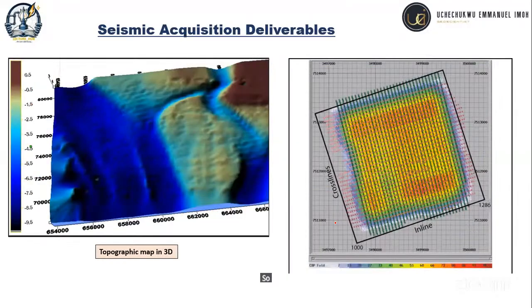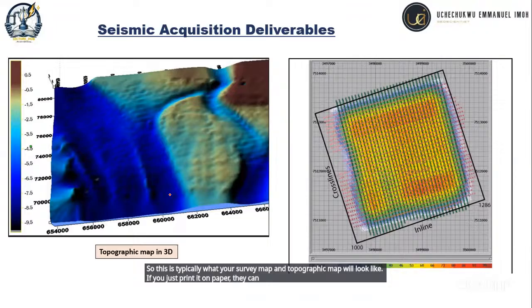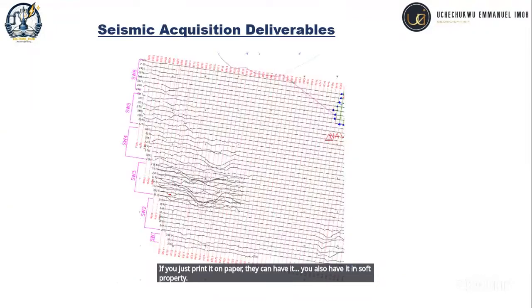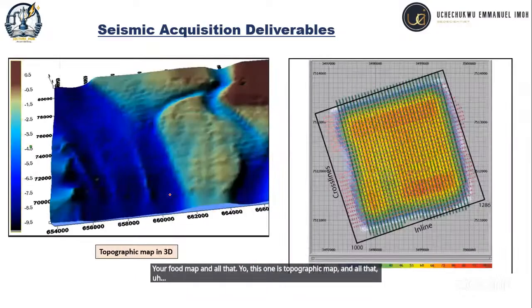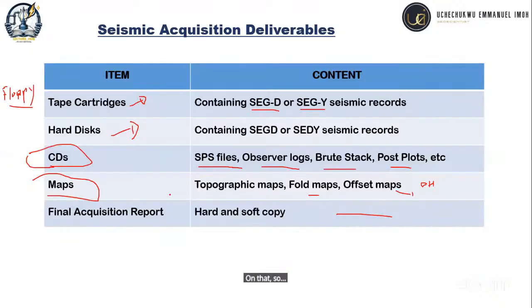So this is typically what your survey map and your topographic map will look like. If they just print it on paper, they can have it. You also have it in soft copy, your fold map and all that. This one is topographic map and all that. The essence is just for you to know that after acquisition, the acquisition company will supply this information to the owners of the block or the company that owns the block where the acquisition was carried out. And so these are majorly the deliverables.